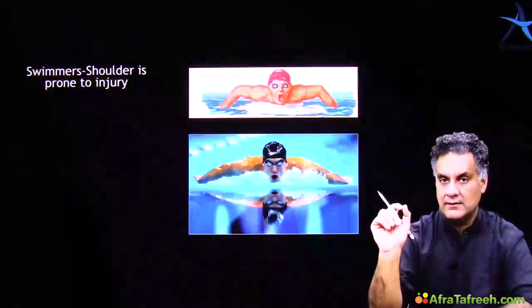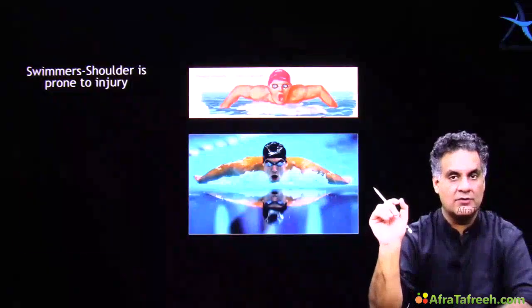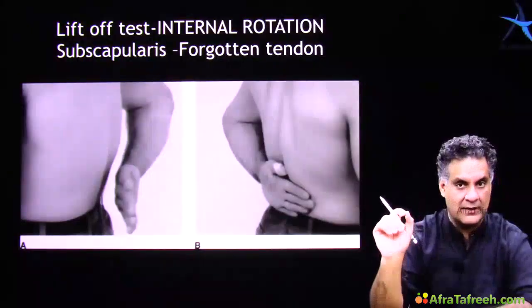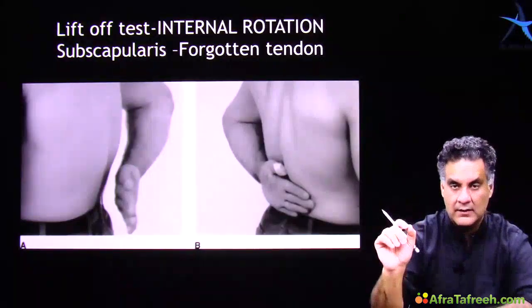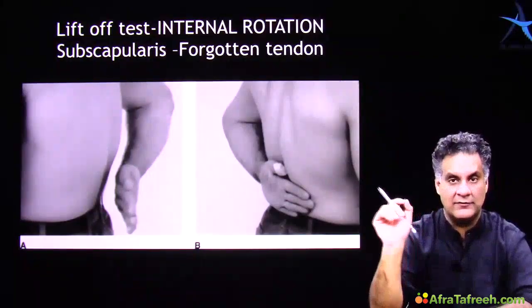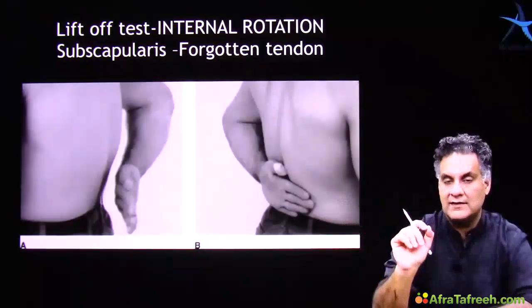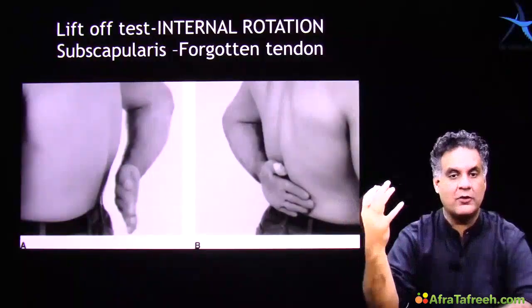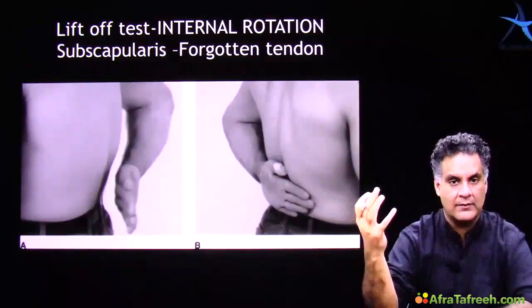Remember, in swimming, shoulder is the most common joint damaged. At the shoulder, you have a tendon called subscapularis, which is an internal rotator, which allows you to place your hand over the lower back and you can lift it up, called the lift-off test. And when there's a damage to it, you can't lift it up. So it's an internal rotator, called the forgotten tendon of the rotator cuff.